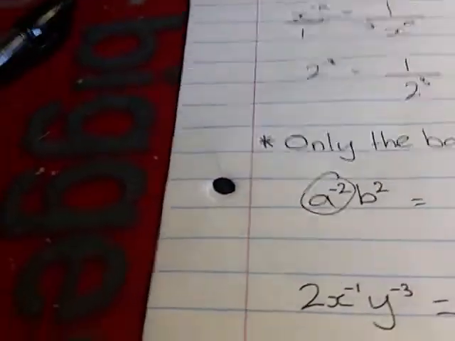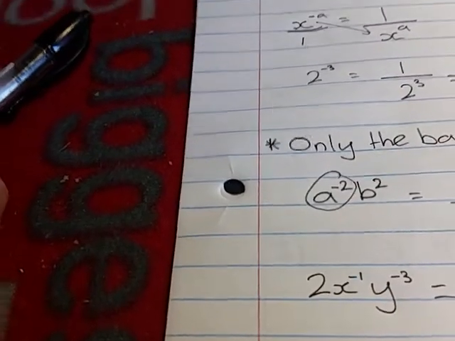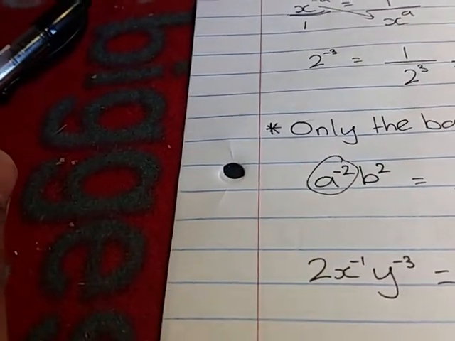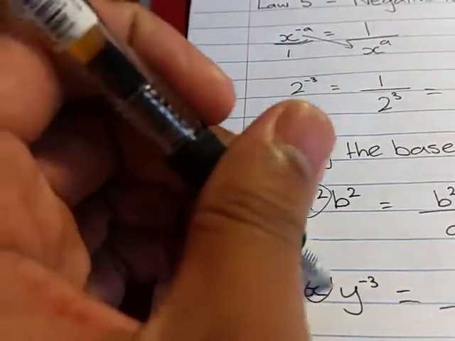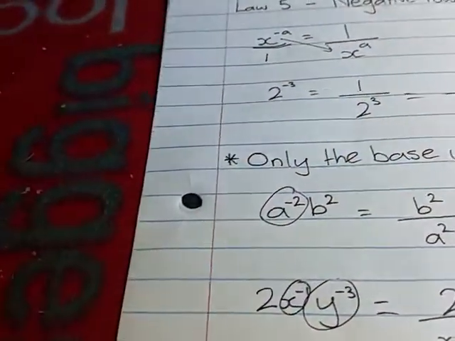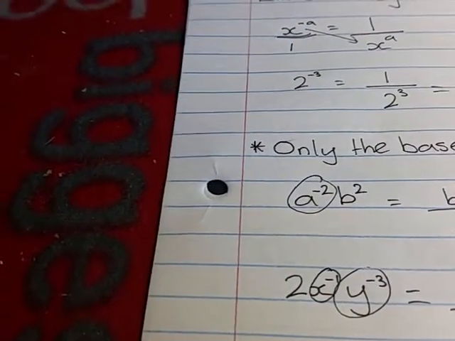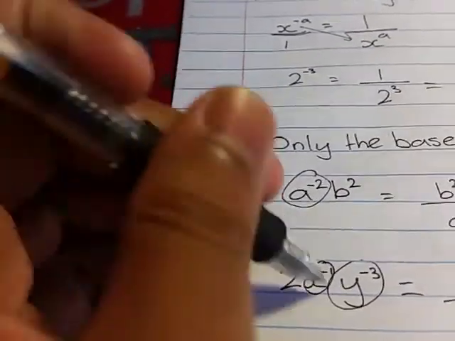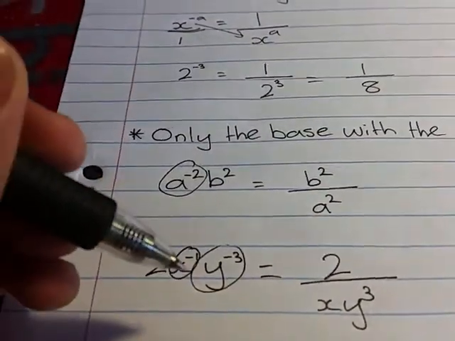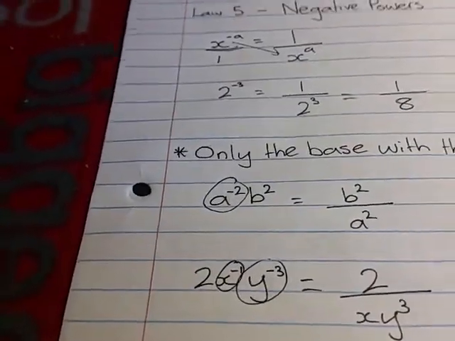Even here, we have 2 times x to the power of negative 1 times y to the power of negative 3. Both the x and y have negative exponents, and as a result, both the x and the y switch places. Well, when I say switch places, I mean drop down and become denominators. The 2 remains where it is.